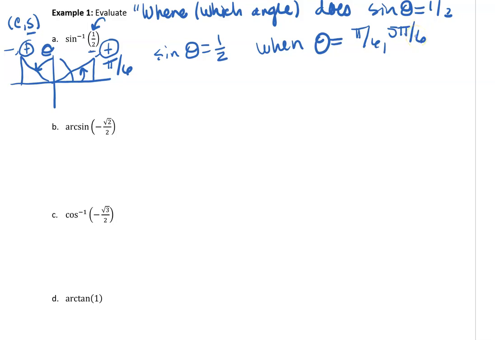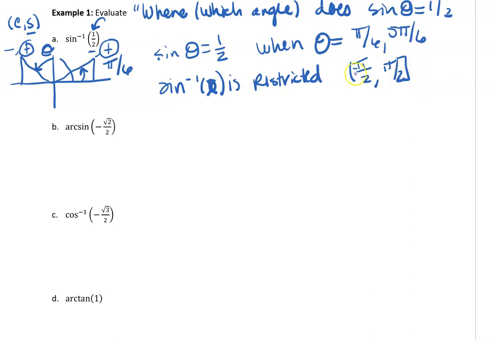But remember that your arc sine function is restricted, because of its restricted domain, between negative pi over 2 and pi over 2. And so if it's restricted between these two values, this is not in my restriction area. And so then I would be able to clearly say that arc sine of 1/2 is equal to pi over 6.